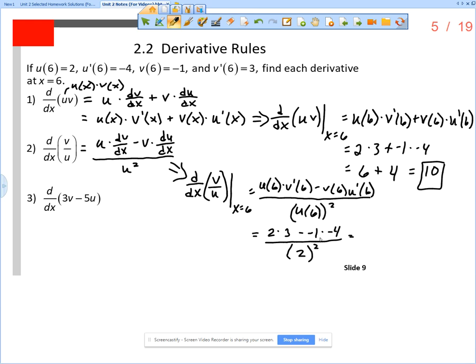All right, so now just a little bit of simplification here. 6 minus -4 times -1, which is 4, divided by 2 squared, which is 4. So 6 minus 4 is 2 over 4, or 1/2.